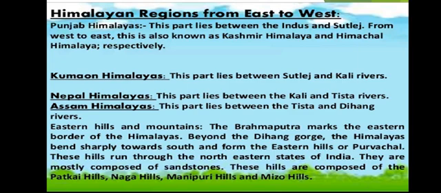Now from east to west, or rather west to east, we talk about Punjab Himalayas, Kumayu Himalayas, Nepal Himalayas, Assam Himalayas. Punjab Himalayas, this part lies between Indus and the Satluj River. Kumayu between Satluj and Kali River. Nepal Himalayas, Kali and Tista rivers. Assam Himalayas lies between Tista and Dihang rivers.